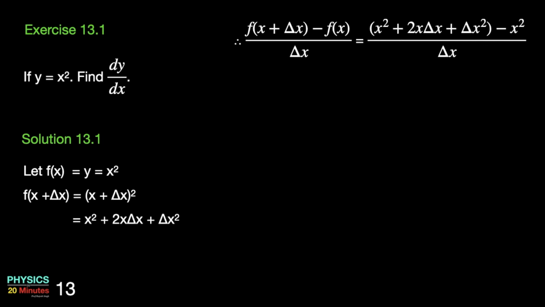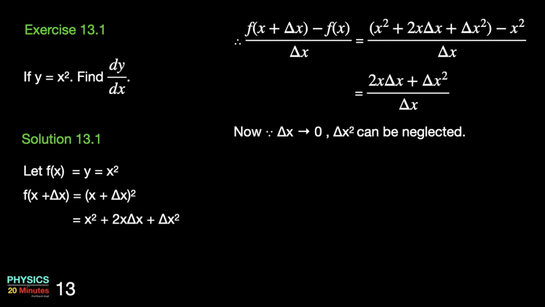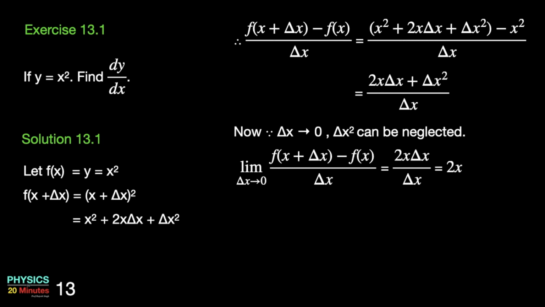Therefore, f of x plus delta x minus f of x upon delta x is equal to x square plus 2x delta x plus delta x square minus x square upon delta x. x square minus x square will cancel off. You get 2x delta x plus delta x square upon delta x. If you take the limit of delta x to 0, then delta x is a very small quantity and delta x square can be neglected. Therefore, in the limit of delta x tending to 0, it will become 2x delta x upon delta x, which is equal to 2x. Therefore, derivative of x square is 2x.